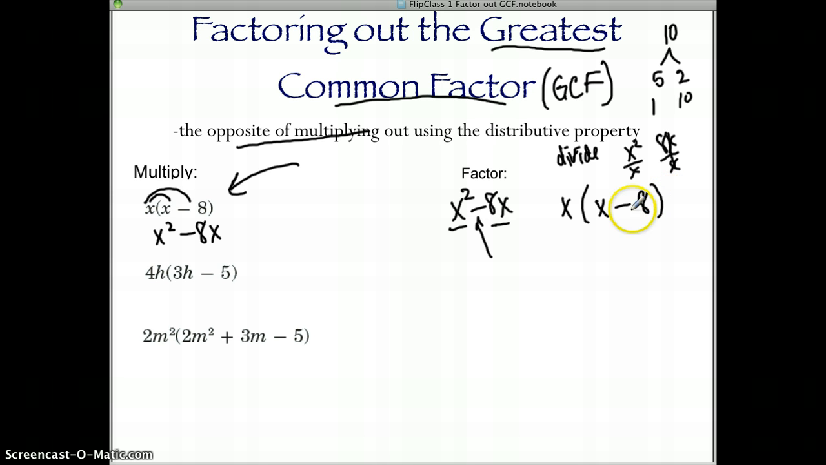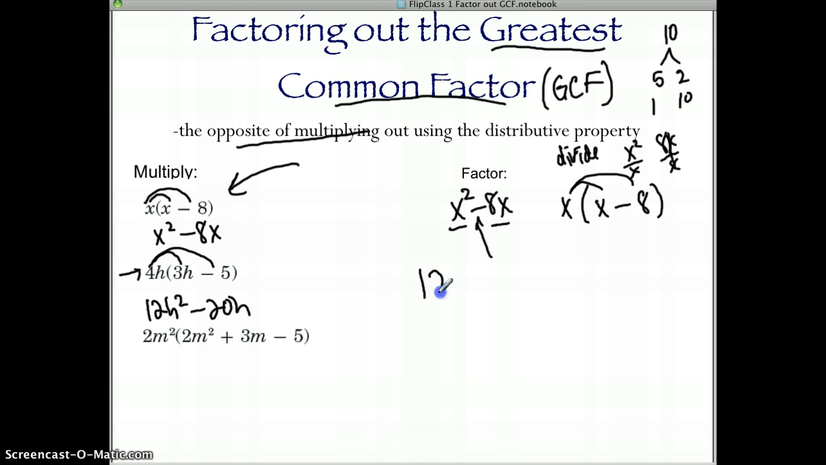When you are factoring, you can always multiply back out to check your work. You should multiply back out, get what you started with, x squared minus 8x, and you know you factored it correctly. Okay, so another example, 4h times 3h minus 5. If we multiply that out, 12h squared minus 20h, that's multiplied out.